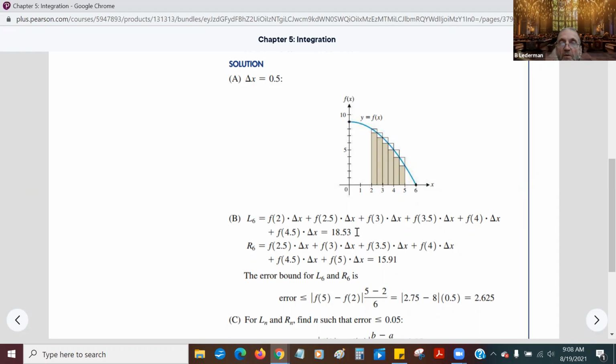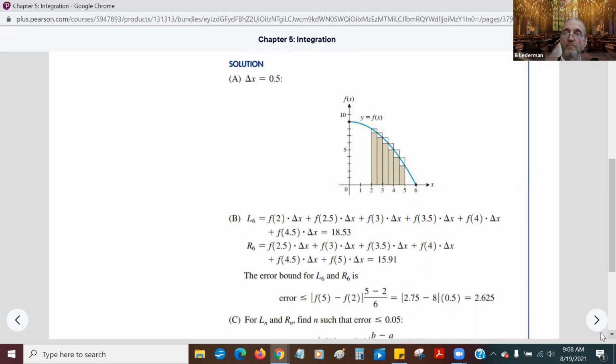We got 18.53. When we did it on the other, the right ones, the small ones. In this case, the right ones are the beige ones that are smaller. We got 15.91, which means the correct answer, the true area under this parabola, is somewhere between 15.91 and 18.53, which is not so horrible. It's not such a horrible approximation.